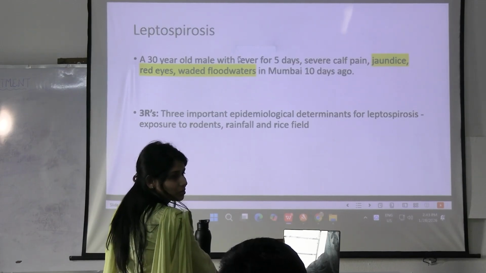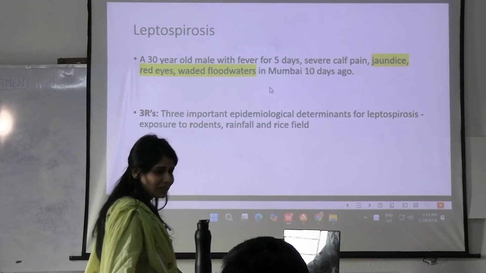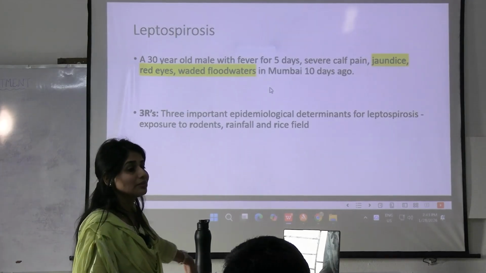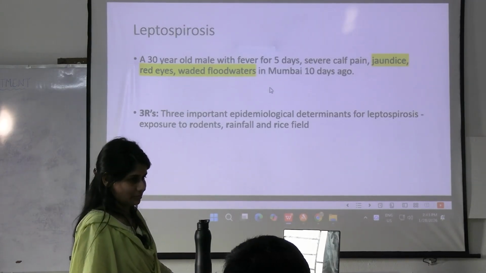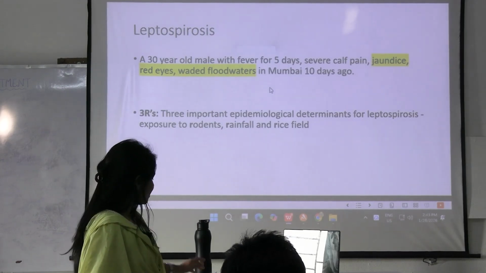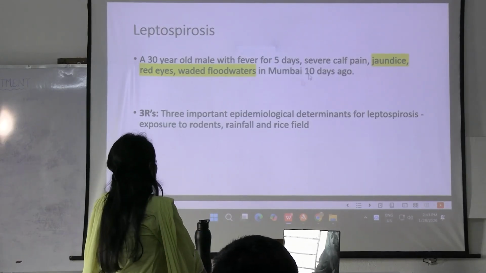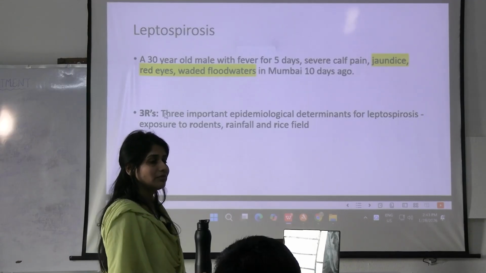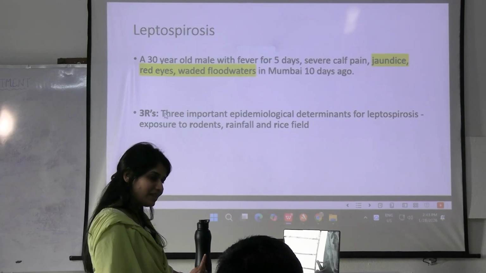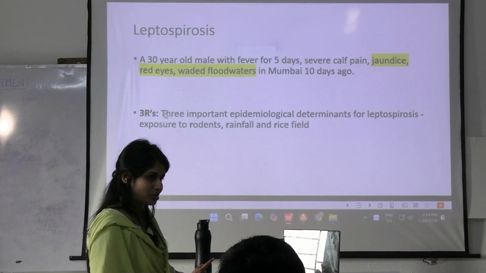Have you heard of leptospirosis before? No. Okay. There are 2-3 triads that you have to remember for leptospirosis. Leptospirosis is also known as Andaman fever, because of its epidemiological inclination towards that region. There are 3 R's that you have to remember: rodent or rat, rice fields, and rainfall. Wherever you see these in a question, it will point towards leptospirosis.